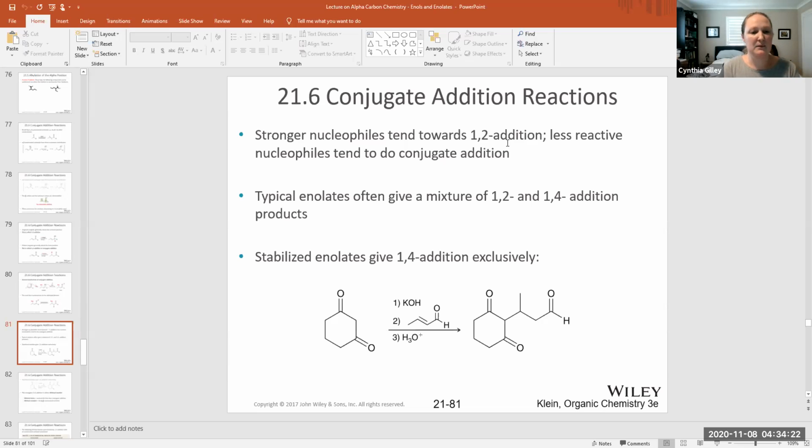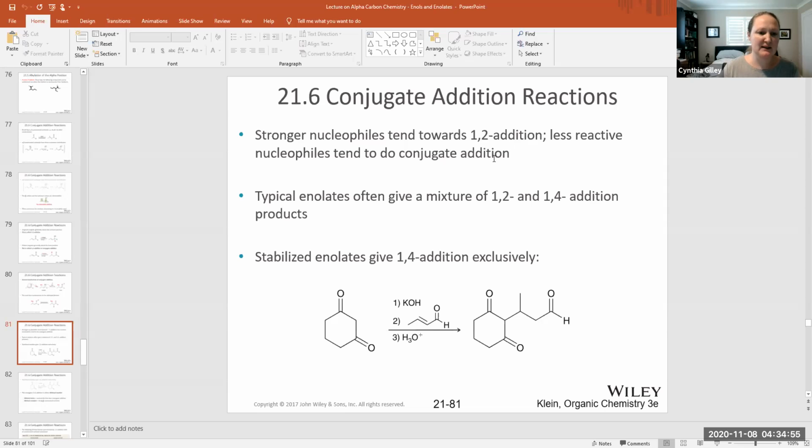So strong nucleophiles like Grignard reagents tend to just do 1,2 addition, forming that new carbon-carbon bond at the carbonyl carbon. Much weaker nucleophiles tend to do 1,4, also known as conjugate addition. And that's because while they might initially prefer 1,2 addition, that's reversible, and eventually the more stable conjugate addition wins out in terms of equilibrium.